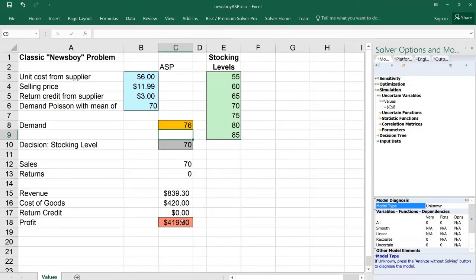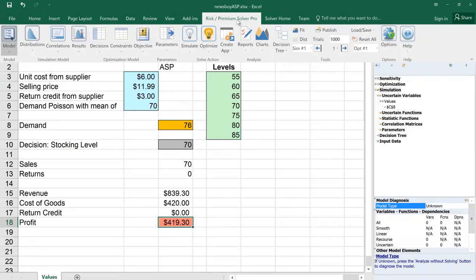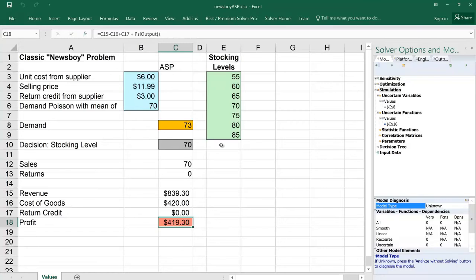Now I need to identify the output, and in this case it is profit, so I'll highlight profit, then go to Risk Solver and click on Results. That's it. Now Solver knows that it needs to keep track of the number that is being calculated for profit. So that's my output. It also appended this output function at the end, if you check. Now I'm ready to run the simulation, and there are different ways that I can access that.